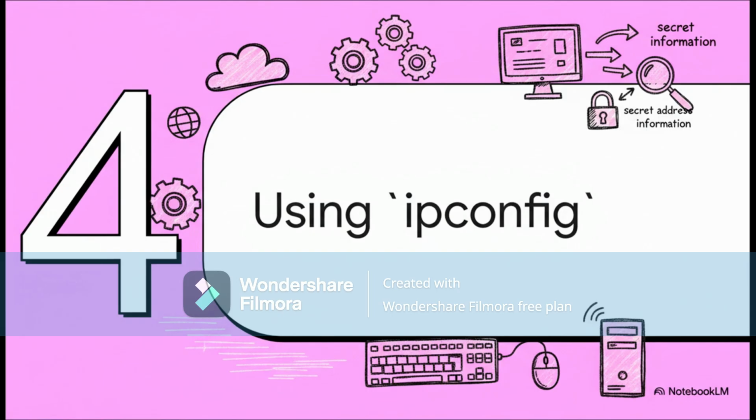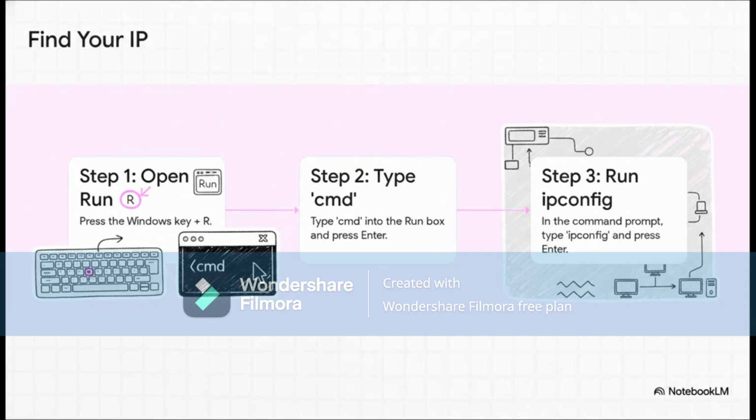Okay, that's enough theory for now. How can you actually find all this secret address information on your own computer? Well, there's a really simple command for that. Seriously, it's super easy. First, just press the Windows key and the letter R at the same time. This little run box pops up. Second, type CMD and hit Enter. That'll open up the classic black command prompt window.